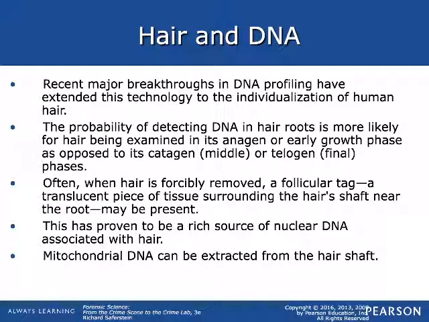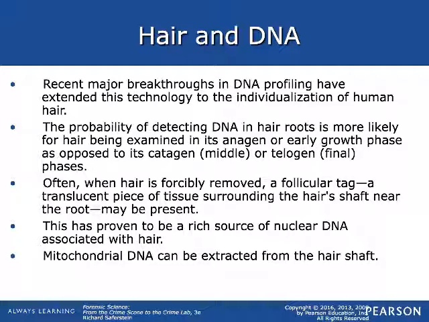Okay, so then hair and DNA. If you have cells and you can get the nucleus out of the cell, then you can use PCR and you could get DNA. It's possible. The probability of detecting DNA in hair roots is more likely for hair that's in anagen, the early phase, compared to catagen, which is the middle, or the telogen phase.